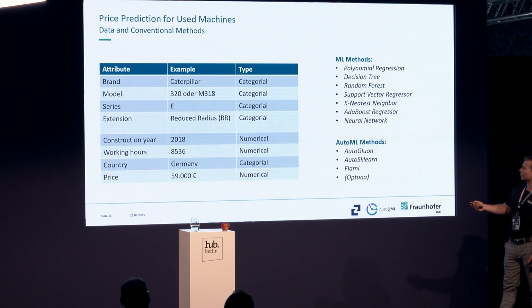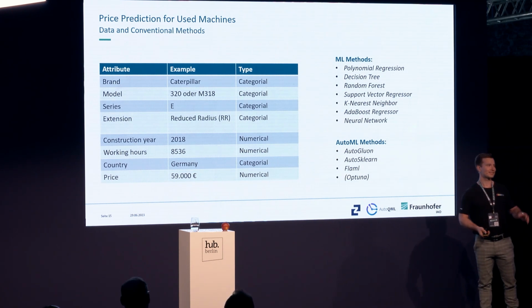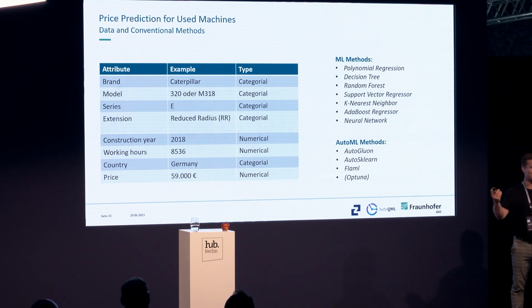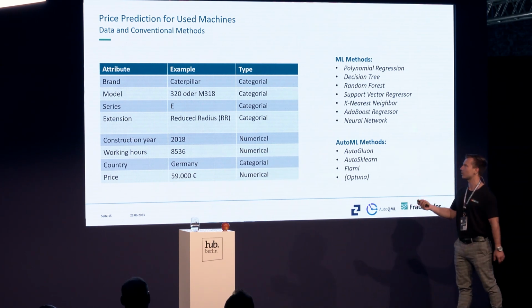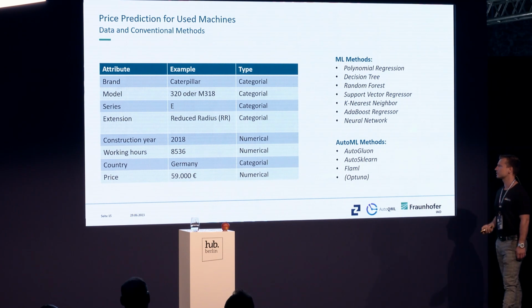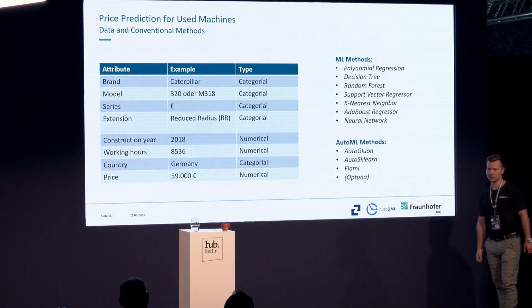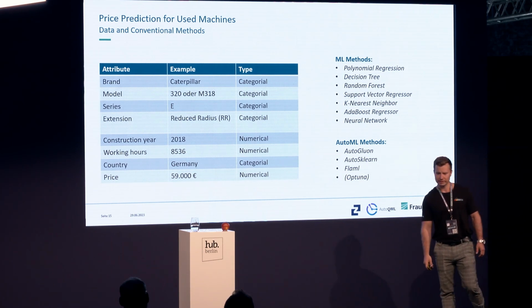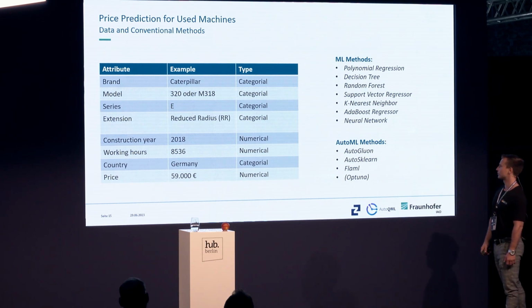So we search through data, and here at Zeppelin the expert is also around. It's Horst Stühler, who will maybe also be around our booth. So we search through the internet, through the databases, and collect a lot of publicly available data of all these brands, models, series, extensions, and so on. And then we want to predict the price. So we train, first of all, different classical machine learning methods and automated machine learning methods to predict the price of these machines, trained with these data sets.